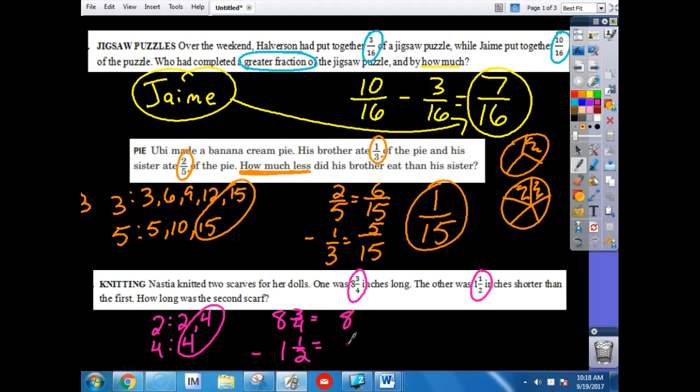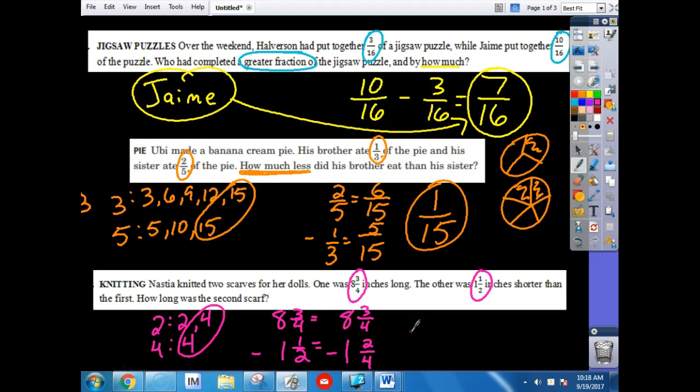I'm bringing my 8 over, I'm bringing my 1 over, I'm bringing my subtraction over. My new denominator will be 4. My denominator did not change here. My denominator will not change there. I multiplied this times 2, so I'll multiply my numerator times 2.